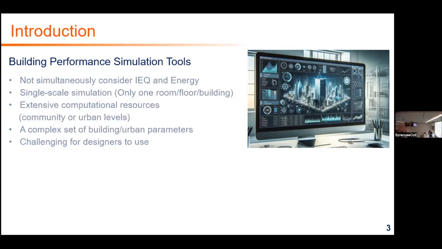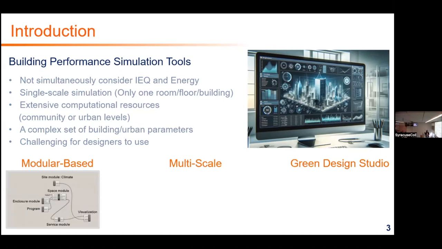In order to solve these problems, we propose a framework, the so-called modular-based multi-scale green design studio. What does modular-based mean? We set several modules, starting from the climate module at the larger scale, and then going down to the space module, where we consider the urban, the building, the floor, and the room. Then we have the specific settings of the space module, such as the enclosure module, where we consider the wall, the floor, and the doors, and also different types of building and community. We also have service modules, such as the lighting module, HVAC system, water module, and others. And then we can do the visualization. So this is the meaning of modular-based.